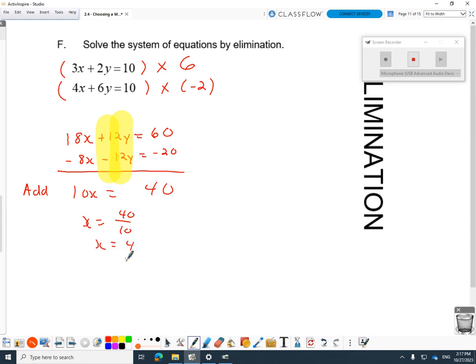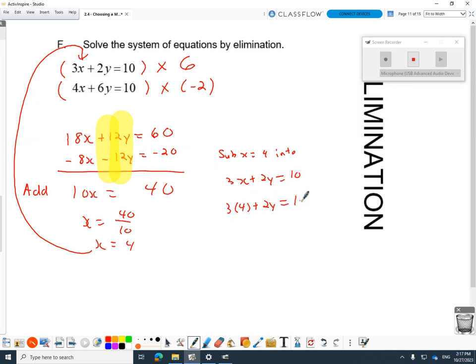I'm going to sub x equals 4 into the top one, so I'm going to put it right there. Sub x equals 4 into that first equation, which was 3x plus 2y equals 10. 3 times 4 plus 2y equals 10. 12 plus 2y equals 10. Bring the 12 over. And then take the negative 2 and divide it by 2 and get the negative 1.